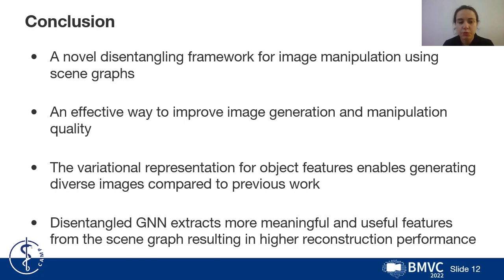To conclude, we propose a novel disentangling framework for image manipulation using scene graphs. The disentanglement is an effective way to improve image generation and manipulation quality. And we show that the variational representation for object features enables generating more diverse images compared to the previous work. And also the disentangled graph neural network extracts more meaningful and useful features from the scene graph, which results in higher reconstruction performance.